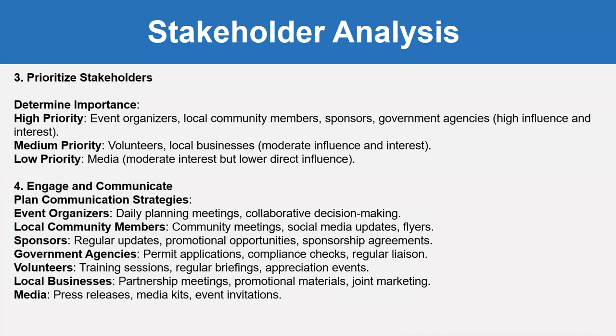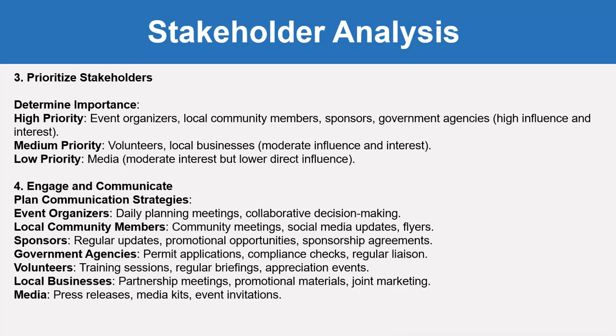Then prioritize the stakeholders, which means give importance or priority to the stakeholders. The event organizer, local community members, sponsors and government agencies have high influence and interest. Then volunteers and local businesses have moderate influence and interest. Media have moderate interest but lower direct influence.